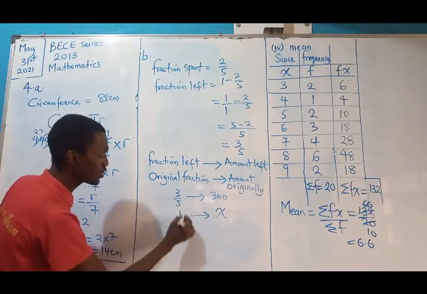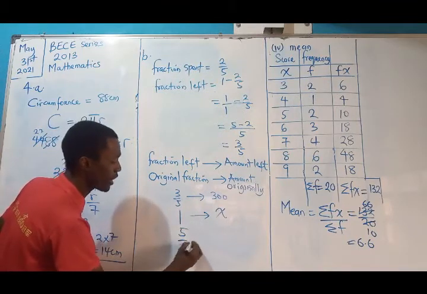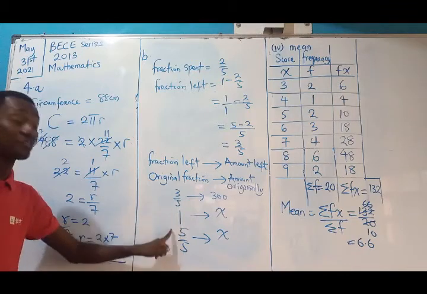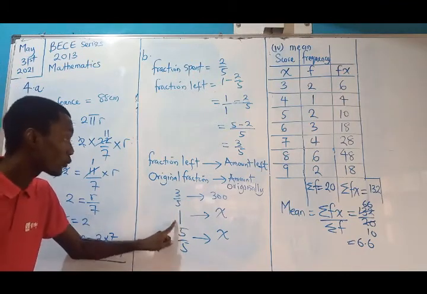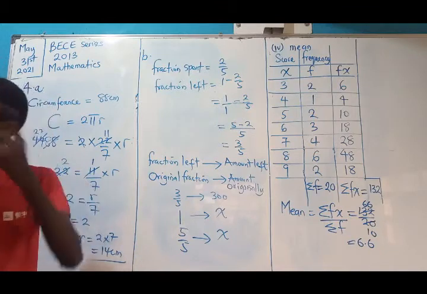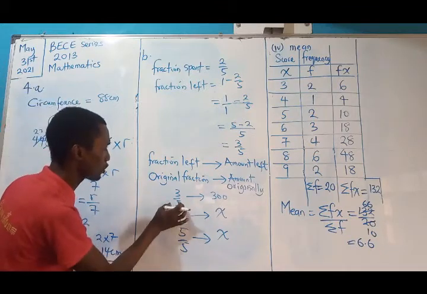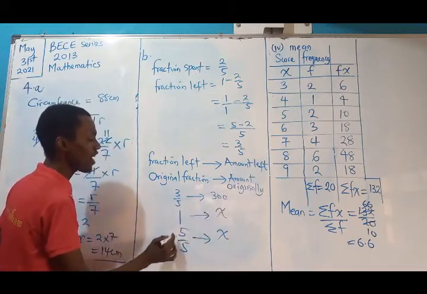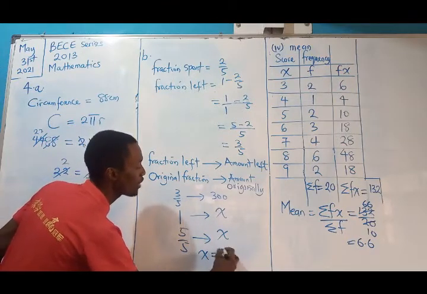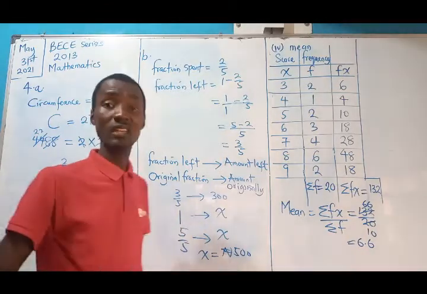I hope you also know that this 1 means 5 over 5, primary 3 or so. 1 means 5 over 5. Relating this 1 with respect to this fraction, 1 means 5 of 1 over 5. So if 3 portions is giving me this, it means that 5 portions will simply give me what? X equal to what? 500. And that is as simple as that.